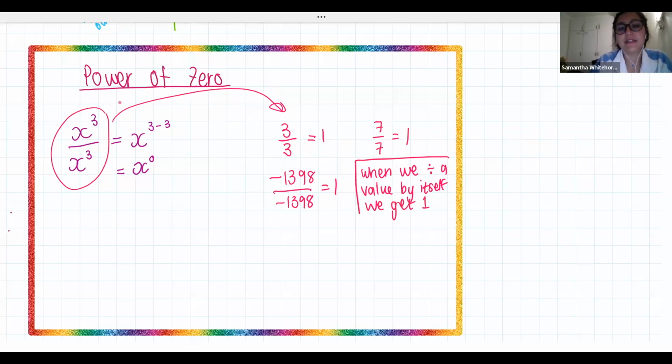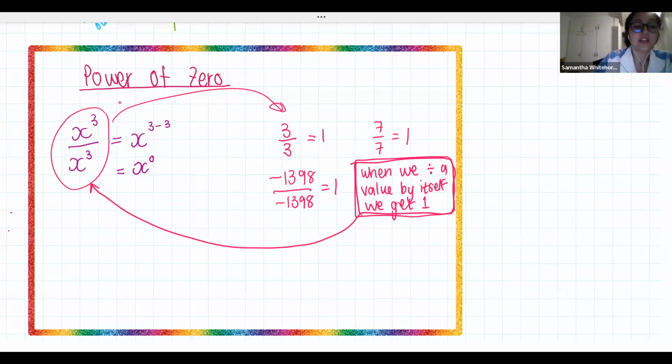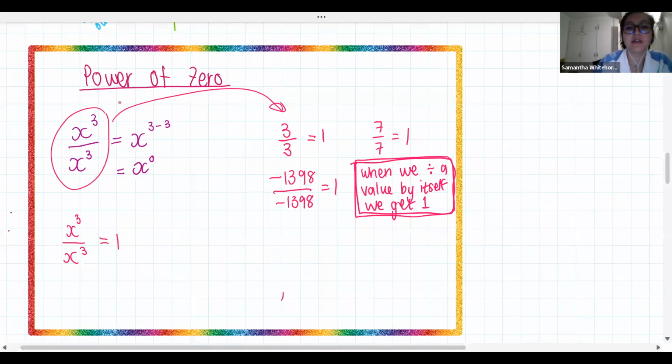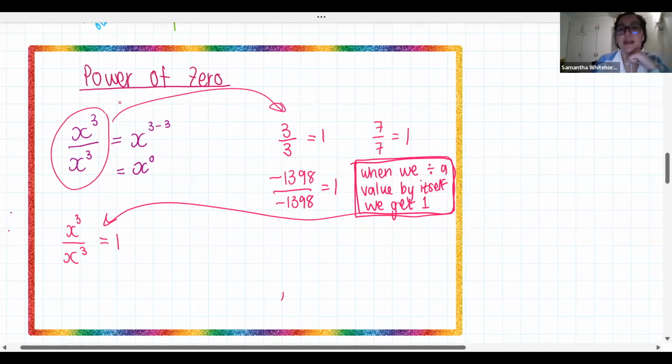Right, and this is now the basis of our law. So Lawrence has put in the chat what they've learned. We can see that we are dividing x cubed by itself. So mathematically, according to what we've just seen, that must be an answer of 1. So x to the power 3 divided by x to the power 3 must be 1, because I'm dividing a value by itself.